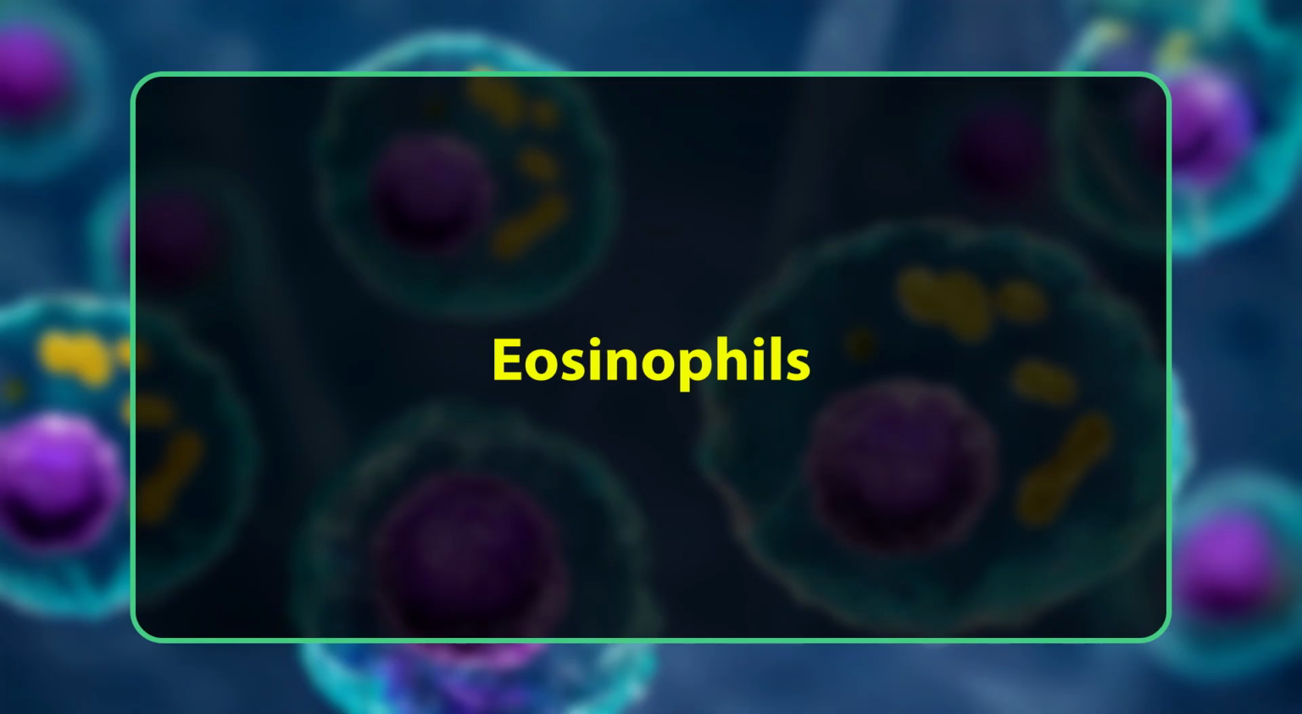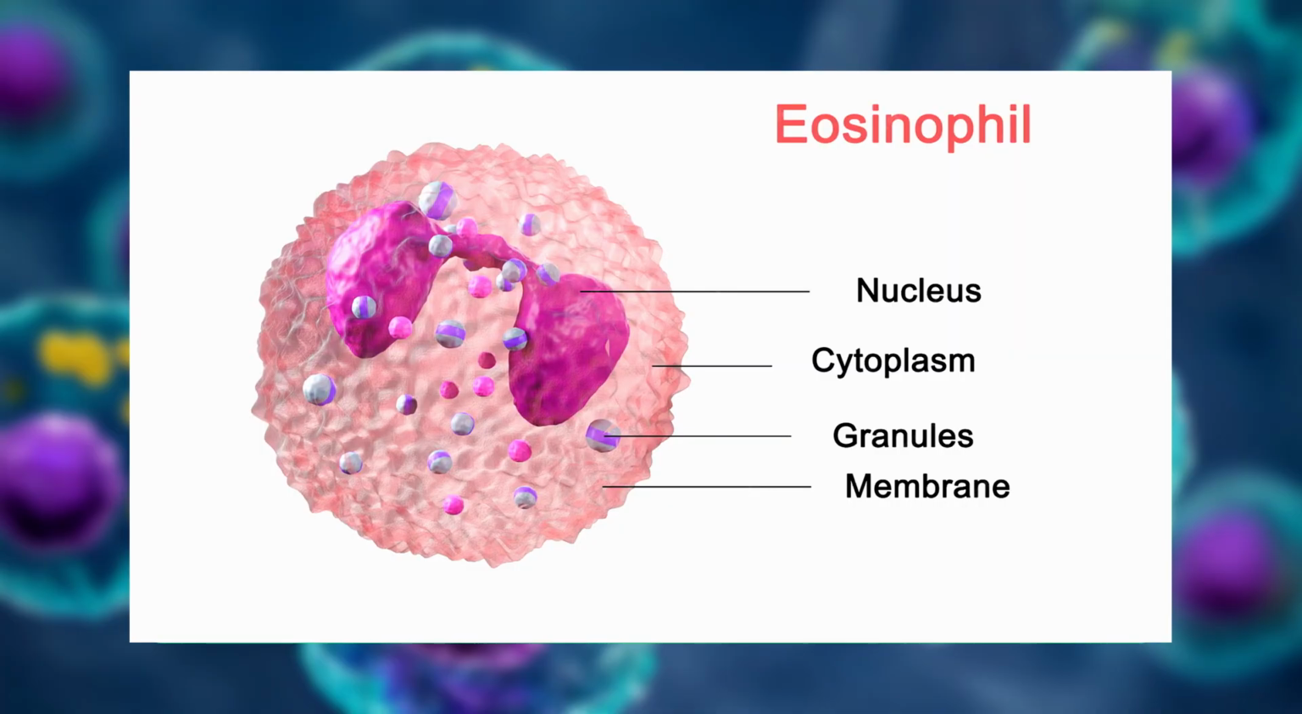Second cell is eosinophils. The eosinophil has a bilobed nucleus and a granulated cytoplasm that stains with the acidic dye eosin red, hence its name.